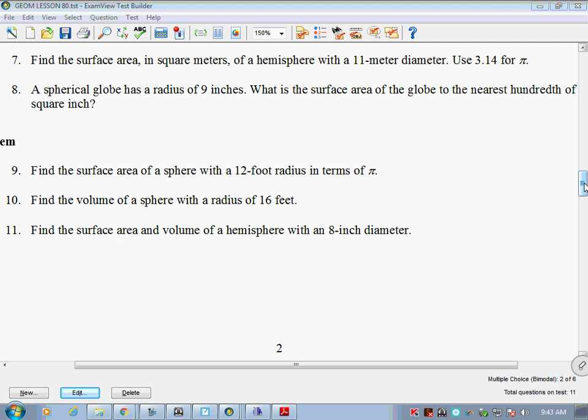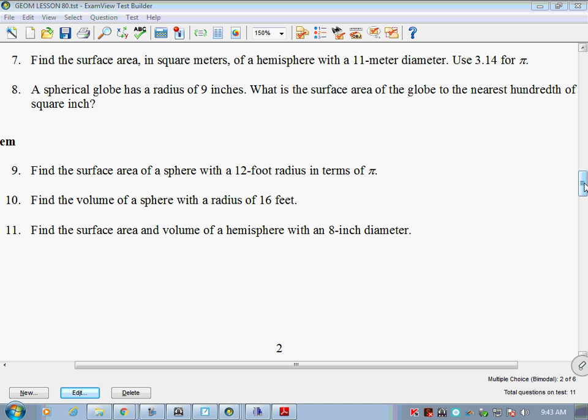Number 9, find the surface area of a sphere with a 12-foot radius in terms of pi. I like it whenever they tell me to do it in terms of pi because that's one less thing for me to do. Surface area of a sphere was 4 pi, in this case 12 squared, right? So 12 squared is 144. What's 144 times 4? 576 pi, because it's area, it is feet squared. 576 pi feet squared. We're good there? Okay. We've got just a few minutes. Let's try to get 10 done.